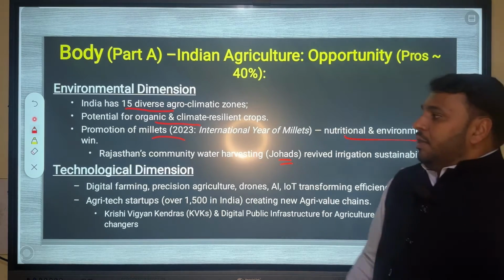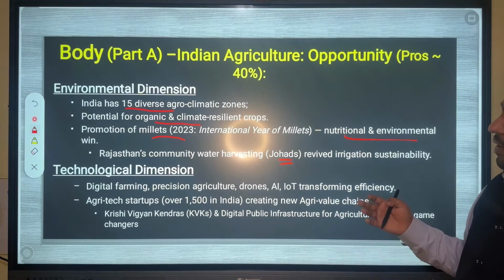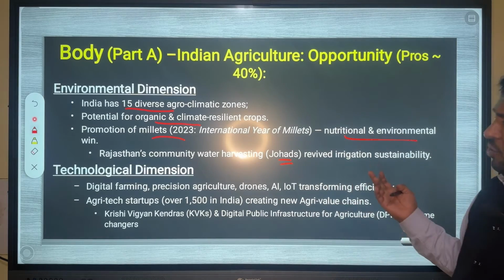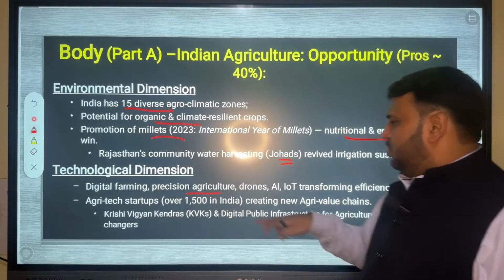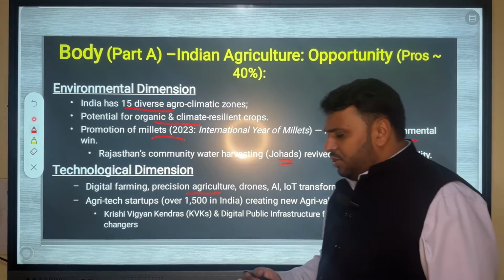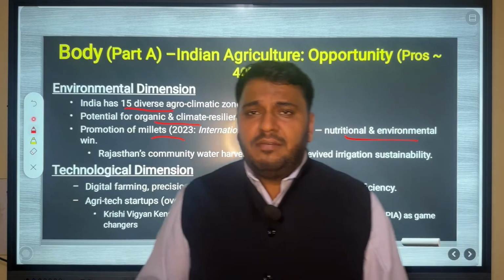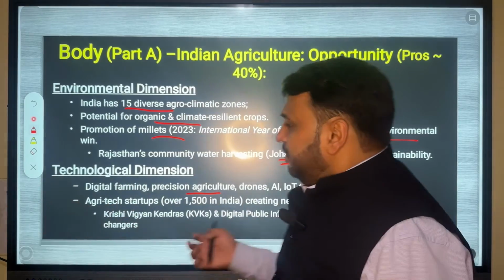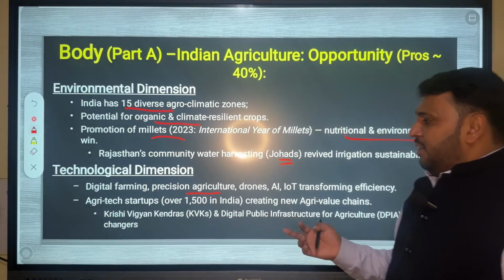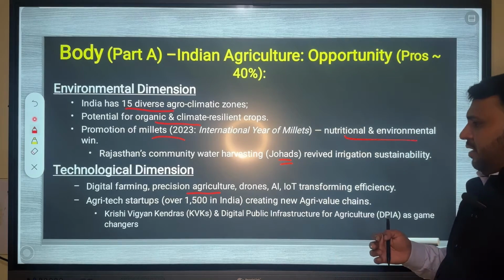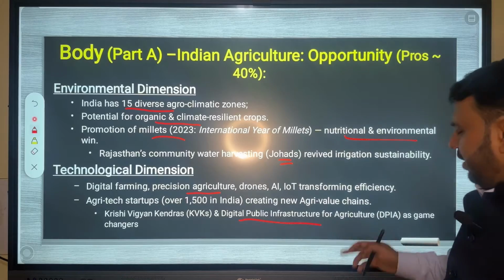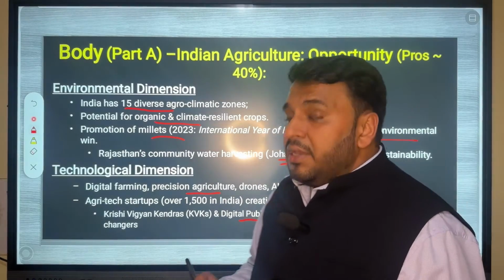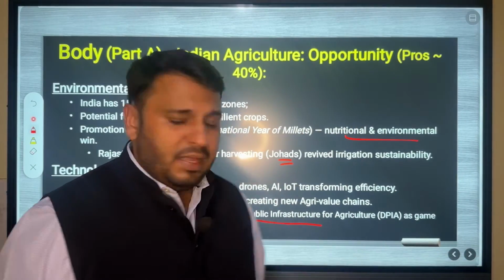Technological dimension: how Indian agriculture presents opportunity in this technological dimension. You can mention digital farming, precision agriculture, drones, AI, IoT, all of which have become major drivers in the field of agriculture. Agri tech startups are there, over 1500 agri tech startups. Krishi Vigyan Kendras you can mention, and digital public infrastructure for agriculture, DPIA, can be mentioned. Okay, next.